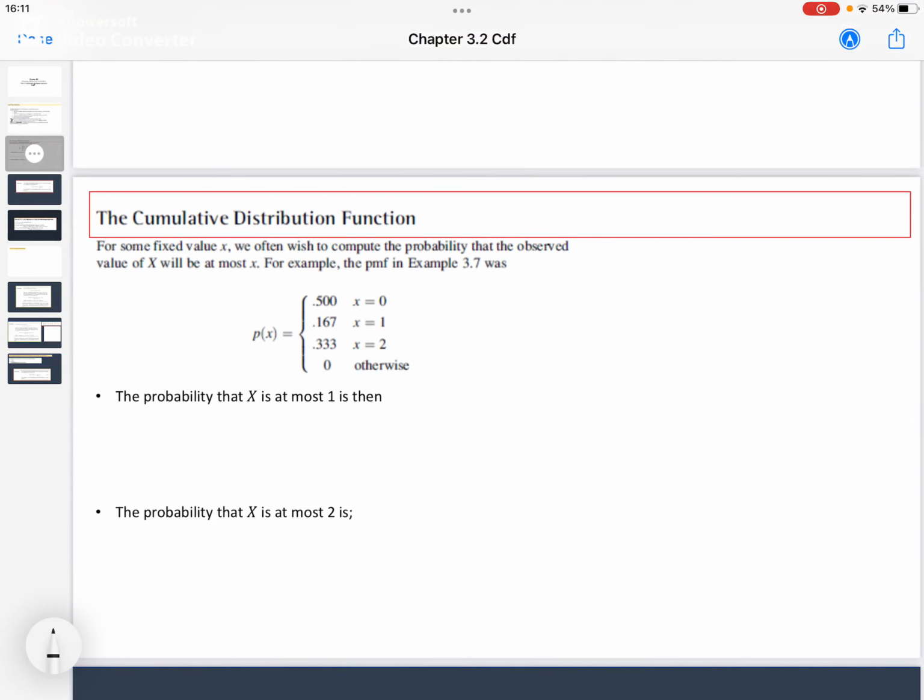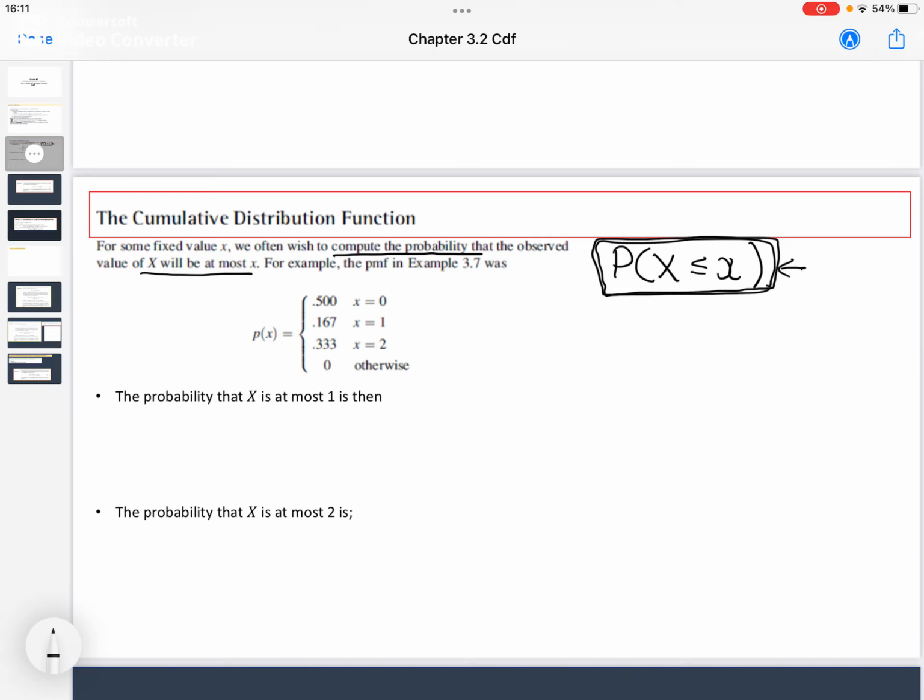The word cumulative is synonymous with words such as increasing or increasing quantity, or words such as accumulative, accumulating, growing, adding or additions. So we would like to define a probability function that calculates the probability that the observed value of a random variable X will be at most some particular x value, or some particular numerical value. So we would like to define a function that calculates this probability right here.